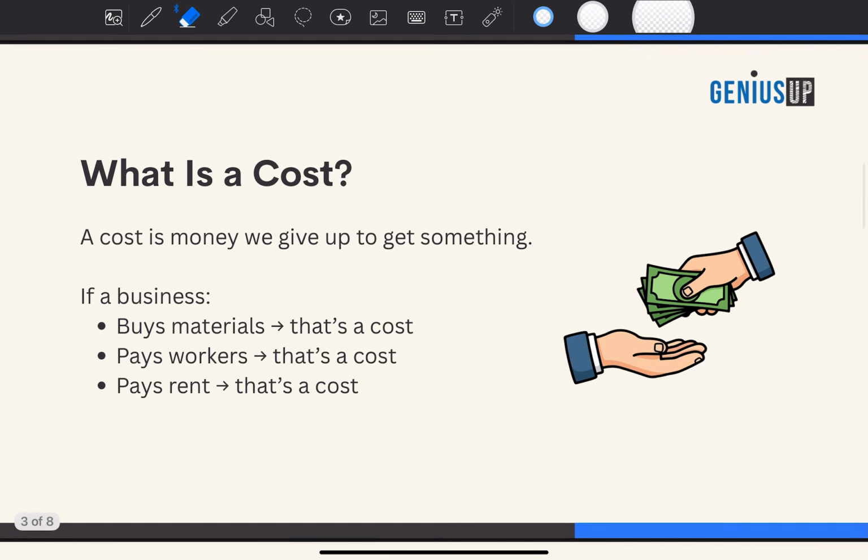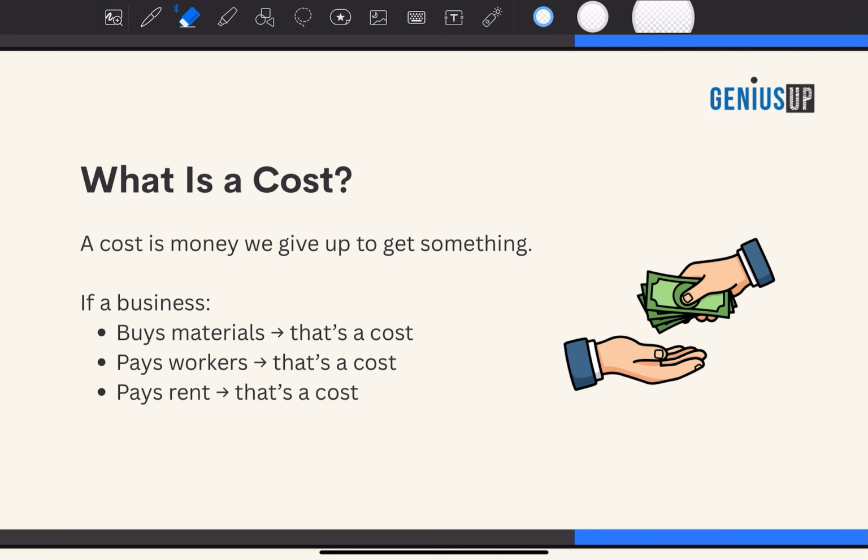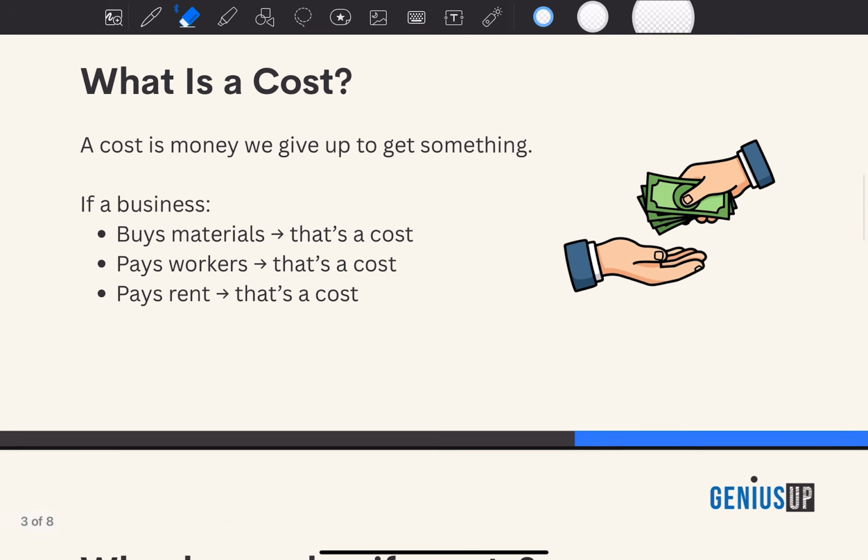So let's start by understanding the idea of a cost. A cost is basically money we give up to get something, right? If a business buys certain raw materials, that's a cost to the business because they're giving up money to get the material. Same thing when we're paying for workers, we're giving up money to get labor. Same thing when we're paying for rent. These are all costs. We're basically giving up money to get something in return.